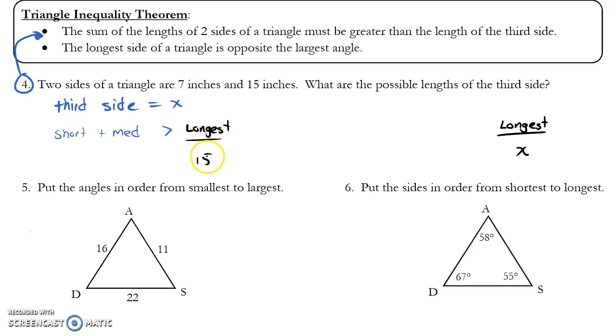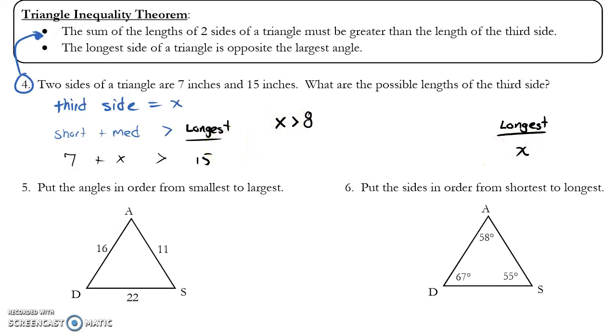Well, 15 might be my longest side. In that case, 7 is either the short or the middle, and it doesn't really matter which one, because I'm either going to have 7 plus x or x plus 7, and that's the same thing. Solving this inequality, subtract 7 from both sides, I get that x needs to be greater than 8. This means my third side has to be bigger than 8 in order for this to be a triangle.